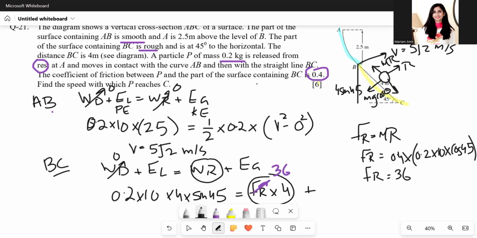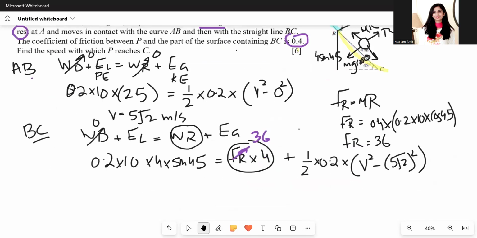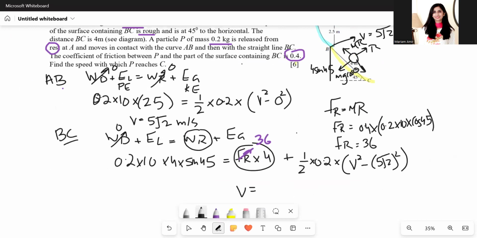Plus gain in energy is going to be the gain in kinetic energy. Half times m, which is constant, times the speed at C, let's call it V squared, minus the speed at B, that was 5 under root 2, squared. Now again, you make V squared the subject on your own, and you should get V equals 9.16 in the end. Remember to take the square root, because first you'll make V squared the subject and then you'll take the square root of both sides to get V.